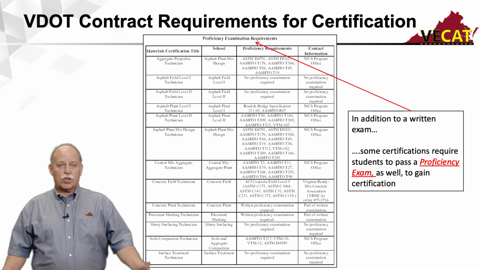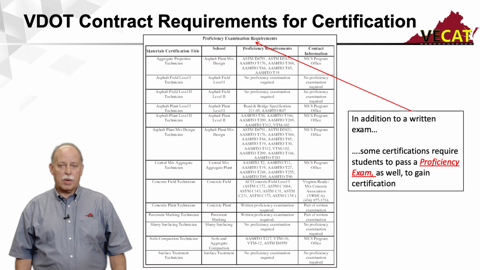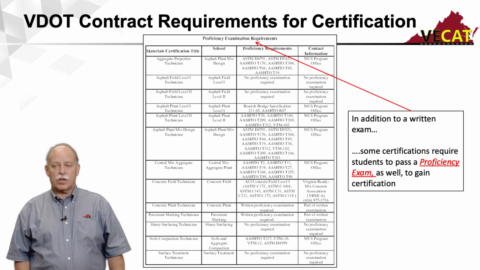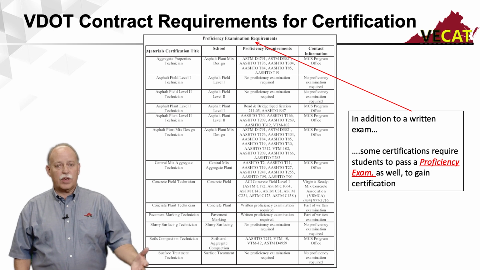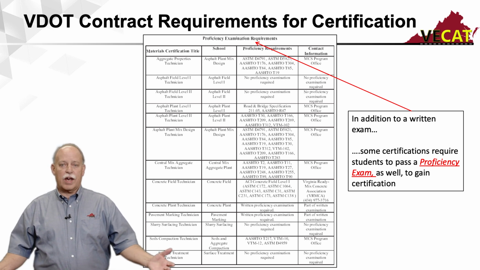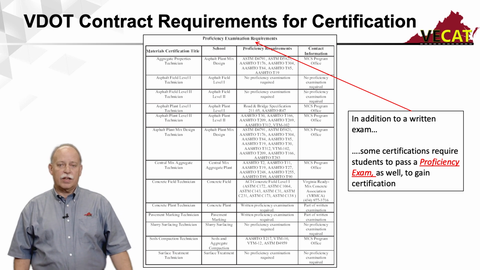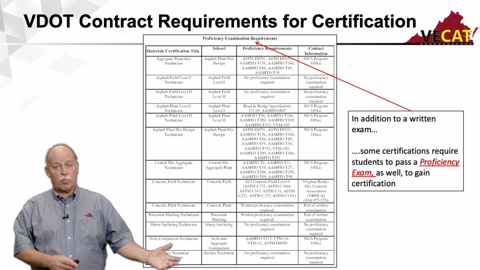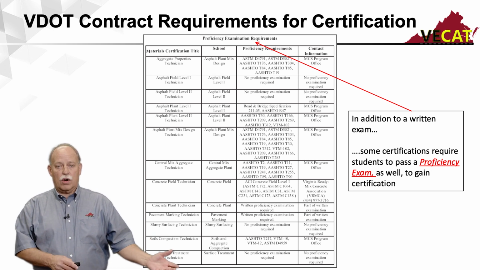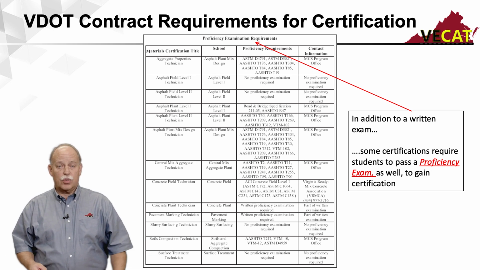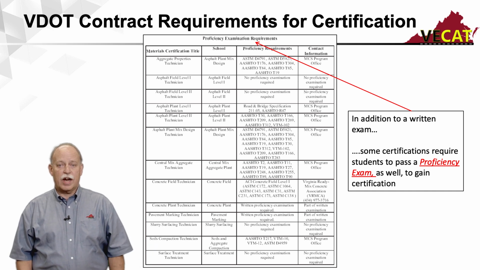Specifically, in this case, we're talking about Asphalt Field 1, maybe Asphalt Field 2, maybe even slurry surfacing or surface treatment. But for Asphalt Field classes, we're not required to have a proficiency. So if you look at the proficiency exam requirements on this slide, you'll see that each one of these has a different requirement. So if you're on the asphalt plant side, you'll see that there are proficiency requirements for Asphalt Plant 1, Asphalt Plant 2, and even mix design. But in Asphalt Field, the proficiency requirement is taken care of in a different way.